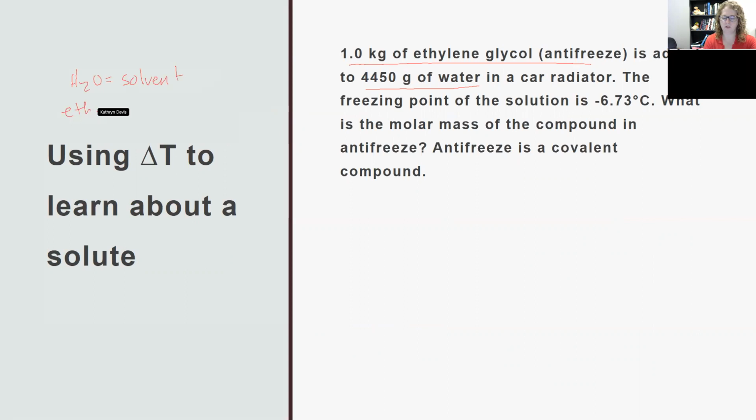Ethylene glycol is the solute. How can I tell there's more water? And we know that the freezing point of the solution, so this is going back to freezing point, is negative 6.7 degrees Celsius. So TF equals negative 6.73 degrees Celsius.